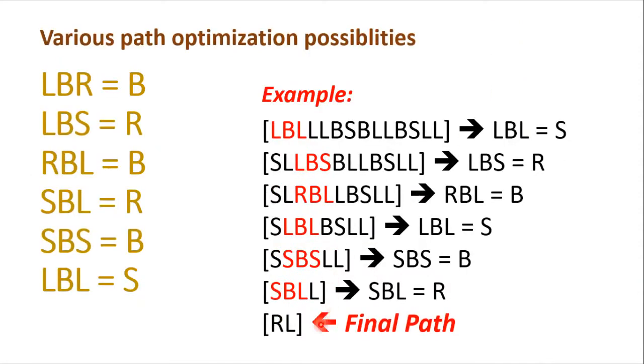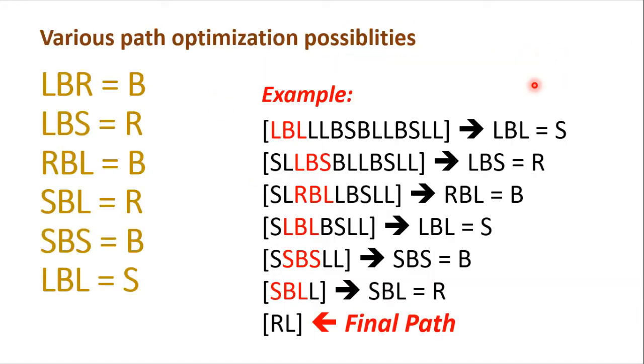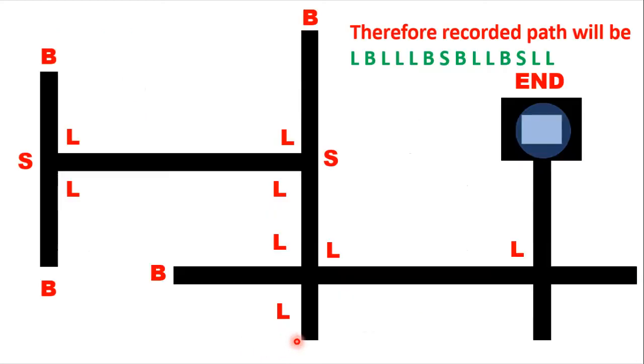And finally, during the first iteration, it should be recording this path, and then it should be optimizing the recorded path to a final RL path. That is, it should first of all travel right. If it starts here, it should first travel right and then it should travel left. So that's how the robot is going to reach the destination without crossing any of these unwanted paths.